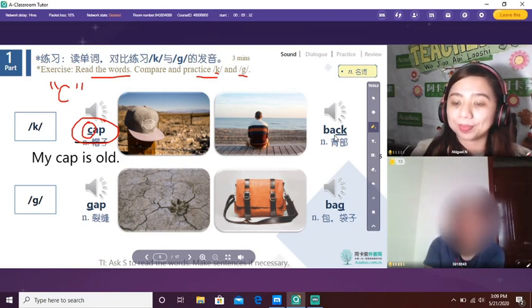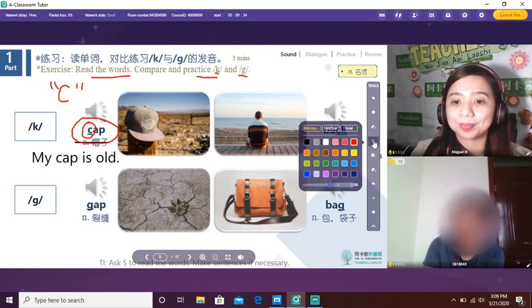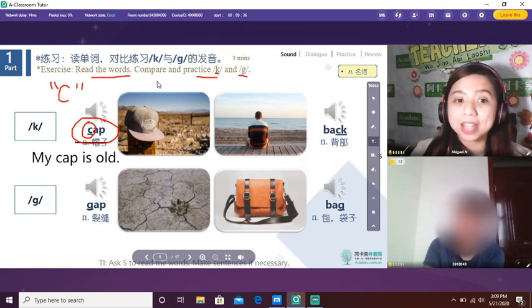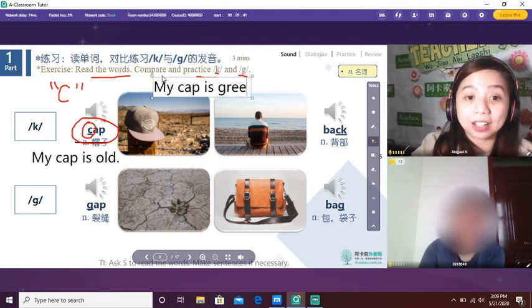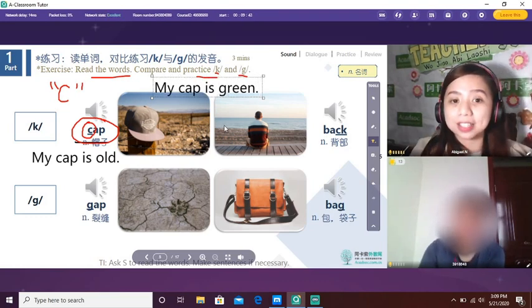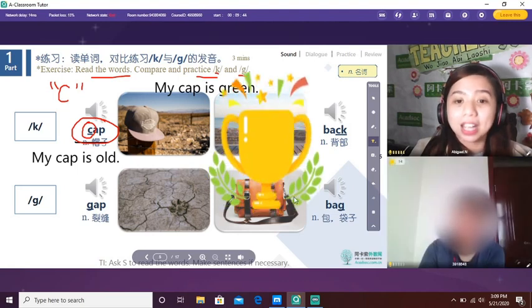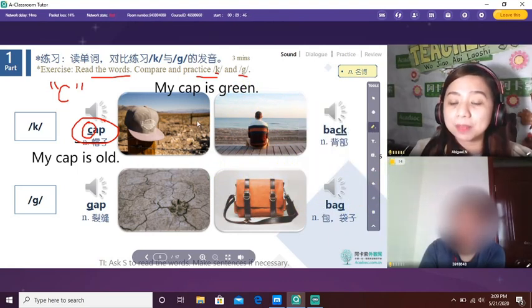My cap is green. Oh, my cap is green. Yeah, my cap is green. Okay, I like your sentence. Okay, very good. Now, we have the next word.